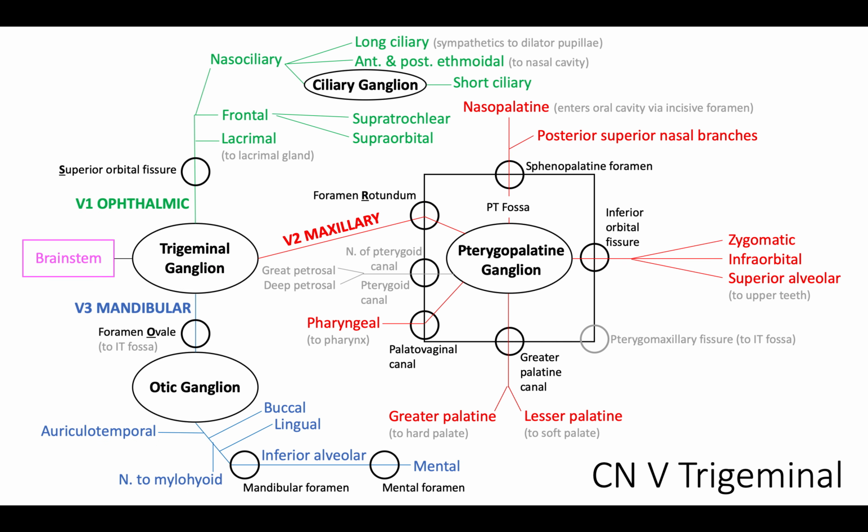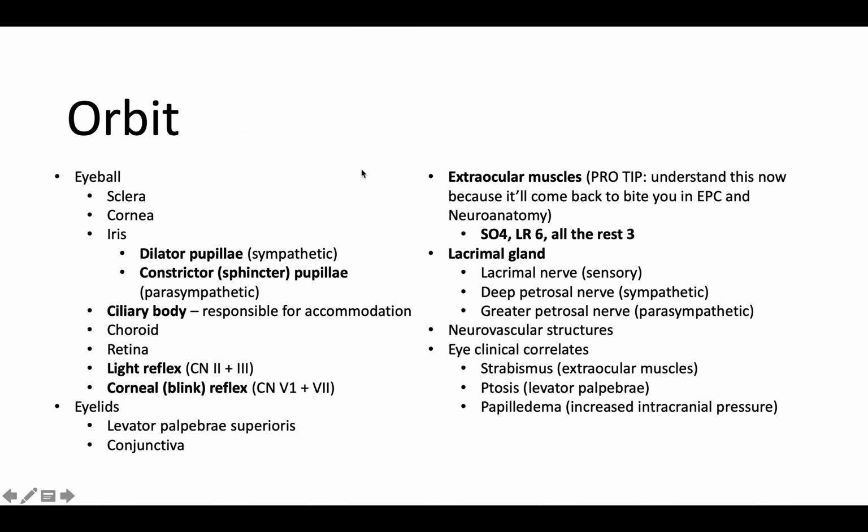So here's just a big look at the PT fossa, and then right over here we've got the IT fossa. Here's this trigeminal ganglion, and then here's the V1 going up and the nerves that are traveling with it.